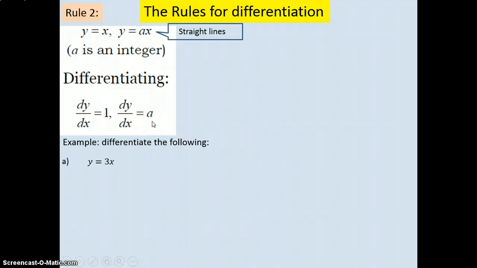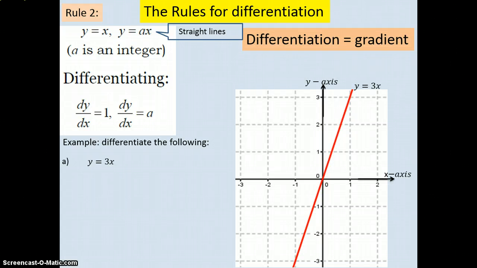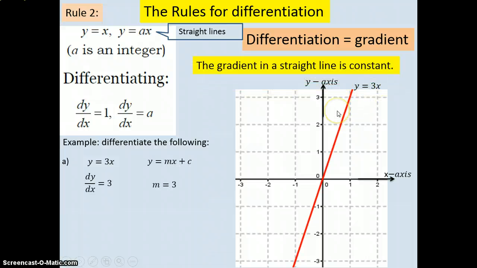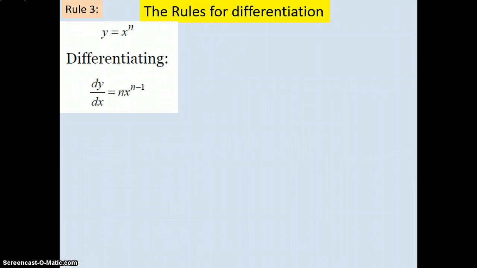One example, if we want to find the gradient of the line y is equal to 3x, the line y is equal to 3x is a straight line passing through the origin. We know that the gradient is the number in front of x, which is 3, so dy/dx is equal to 3. For the line y is equal to 5x plus 1, y is equal to mx plus c, the number in front of x is 5, so we expect dy/dx to be equal to 5.